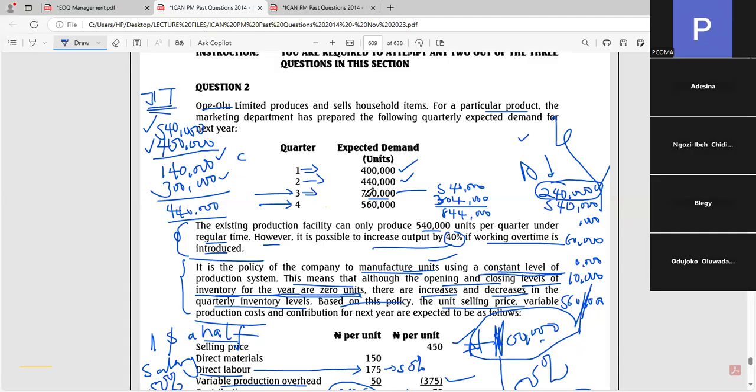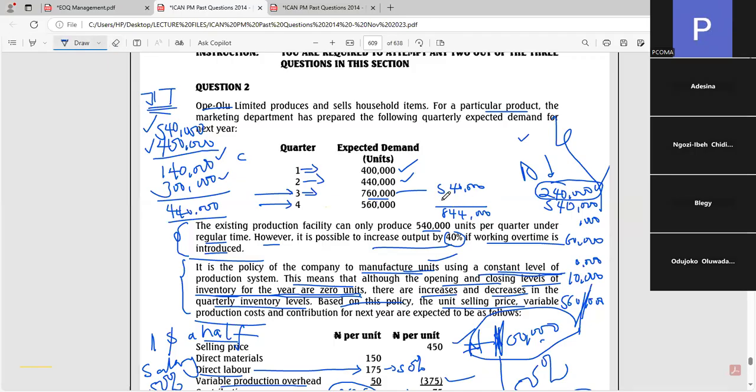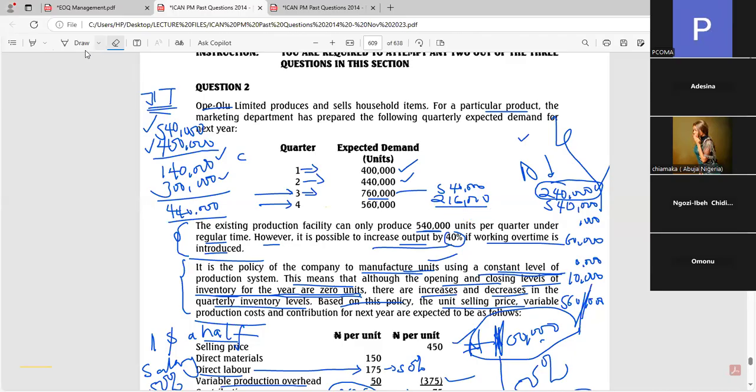So the only thing they can do, if they want to try to meet up with 760, is to increase their output by 40%. So 40% of 540, that's 216. Not 304, please. Because they told us that it is 40% of output, not 40% of demand. So you are increasing your output, and your output is 540. So 540 plus 216 is what? That's 756.